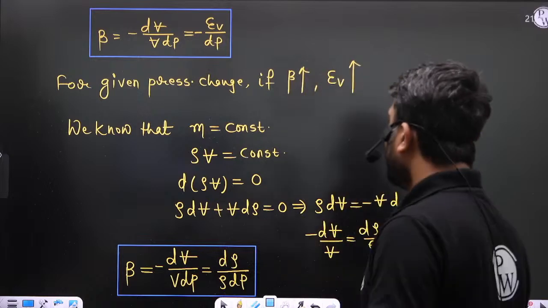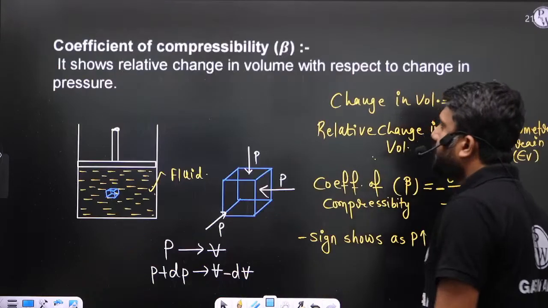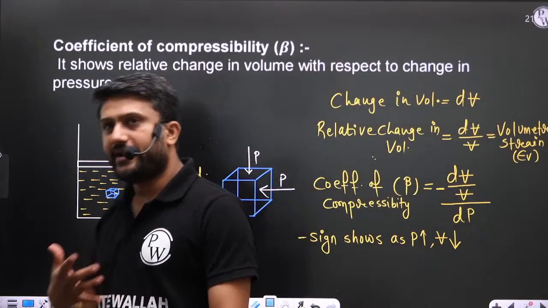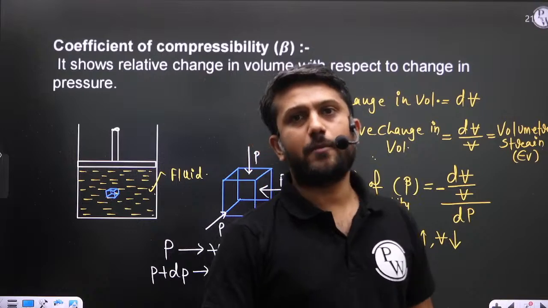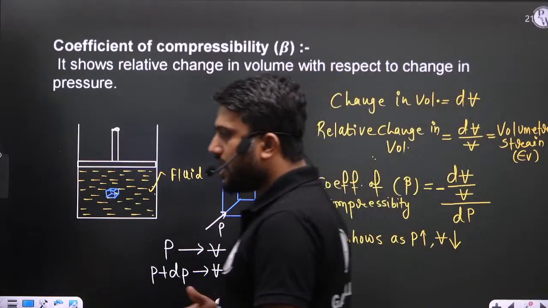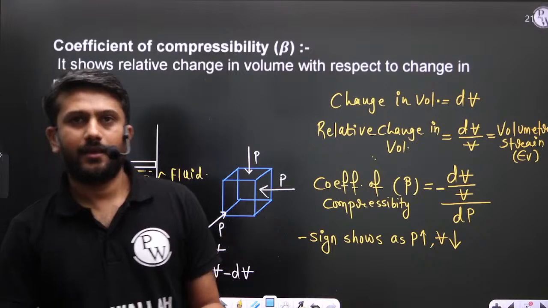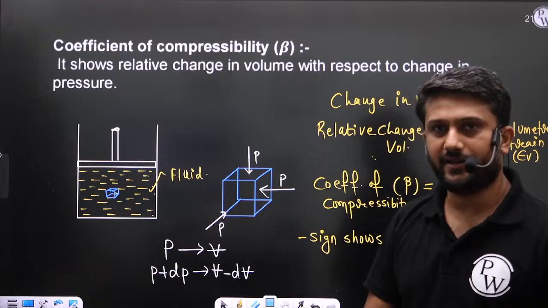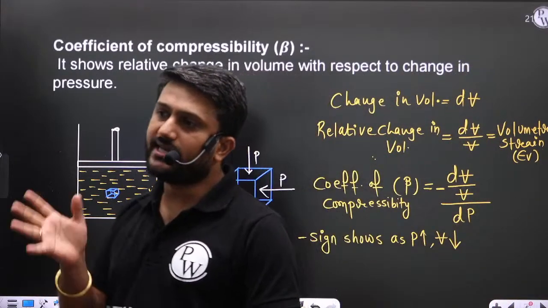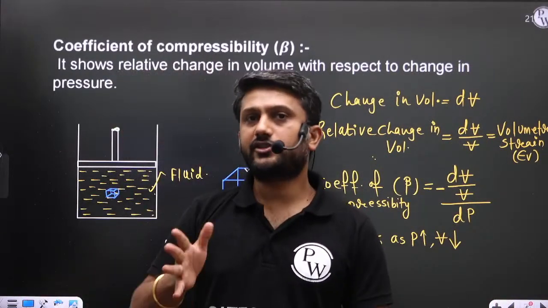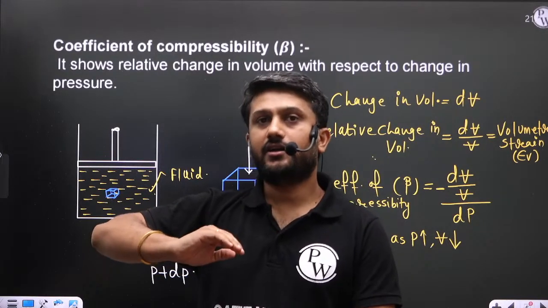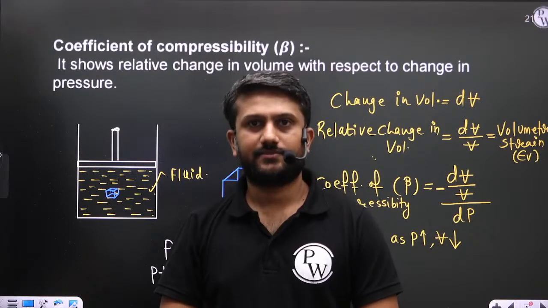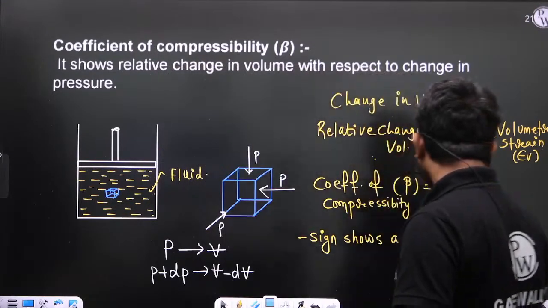Okay, now come to the next property. The coefficient of compressibility shows how easy it is to compress a fluid, right? There is another fluid property which is the reverse of this. It shows how difficult it is to compress a fluid, and that fluid property is known as the bulk modulus.